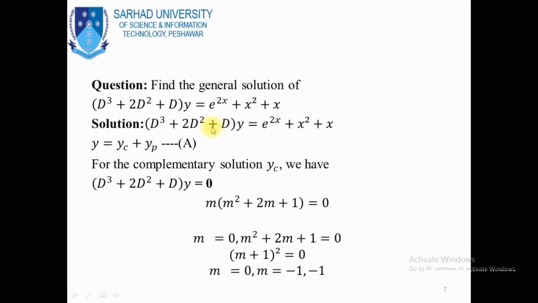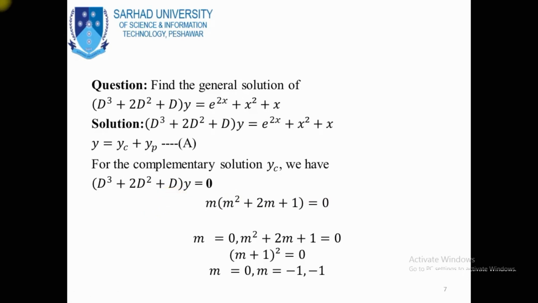So first of all, find the complementary solution for this third order non-homogeneous linear differential equation. For the complementary solution, take the homogeneous part, D cube plus 2D square plus D into y is equal to 0. Now this homogeneous equation has two solutions. y is equal to 0 will be the trivial solution, and we need the non-trivial solution. For the non-trivial solution, we take the auxiliary equation m cube plus 2m square plus m is equal to 0. So taking m common, we obtain m into (m square plus 2m plus 1) equal to 0. This is the auxiliary equation for this homogeneous part.